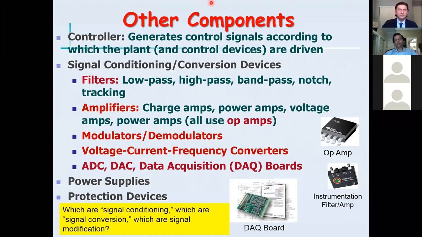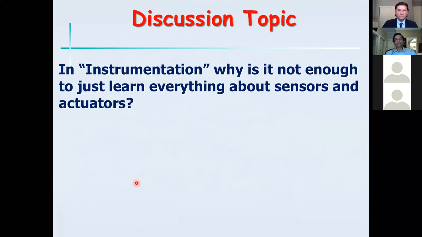And then as I mentioned, you have not just sensors and actuators. It's not enough to learn about sensors and actuators. You have to learn about many other things, including these devices and the problem. So this is the issue here. You can think about this question: why is it not enough to learn about a whole bunch of sensors and actuators in instrumentation? Because, number one, you need other things, other devices, for the system to operate. Number two, they work together.